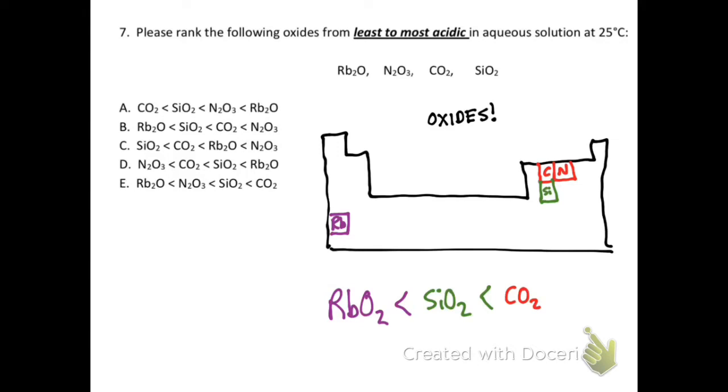And then after that, we're going to end up having carbon's oxide, which is carbon dioxide. If you pump carbon dioxide into water and you make fizzy water, this is what makes it acidic, is that it ends up forming carbonic acid. And then finally we have nitrogen's oxide, aka N2O3. And in case you're wondering, this actually turns into nitric acid, HNO3, in water. So this is our order. And our answer then is going to be none other than choice B.